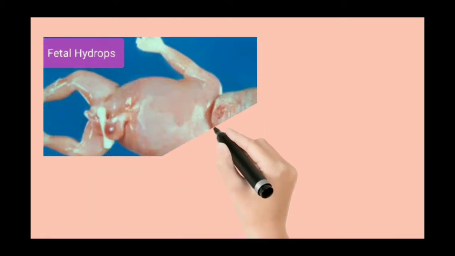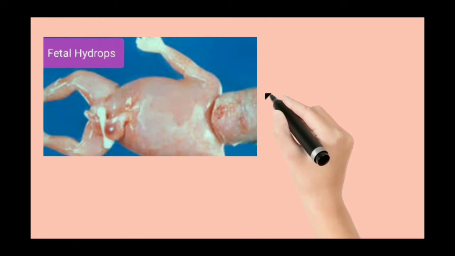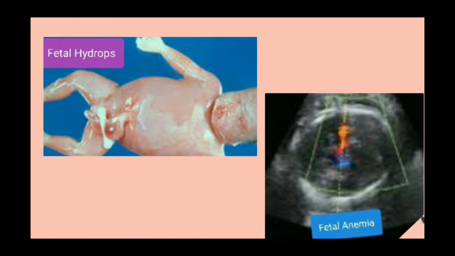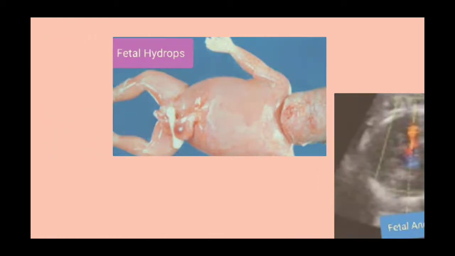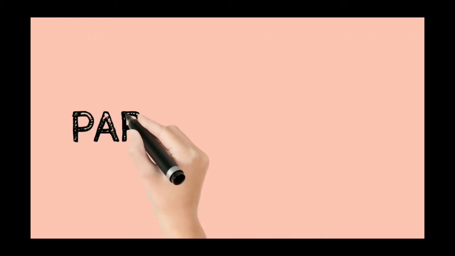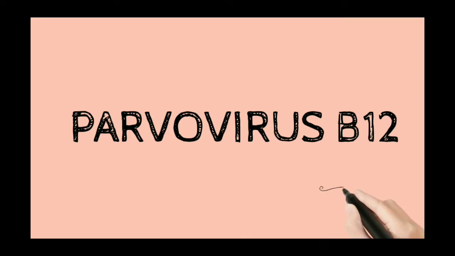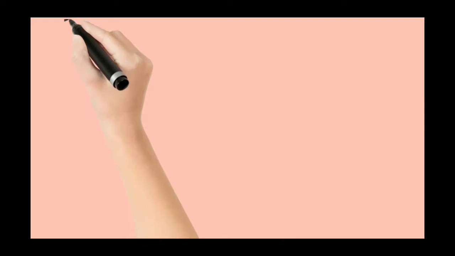Now, if we find on ultrasound that there is fetal hydrops, and if we do middle cerebral artery Doppler, we find the signs of fetal anemia, then most likely the baby will have parvovirus infection. Parvovirus B19 infection can cause these symptoms.